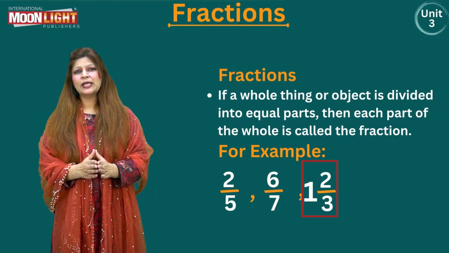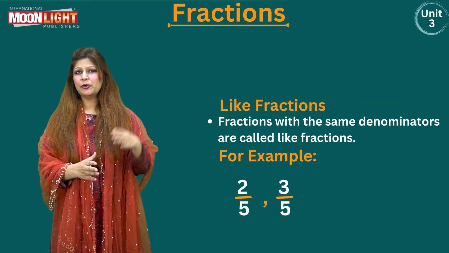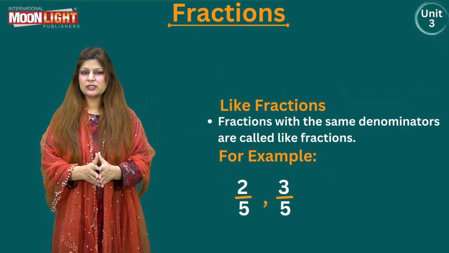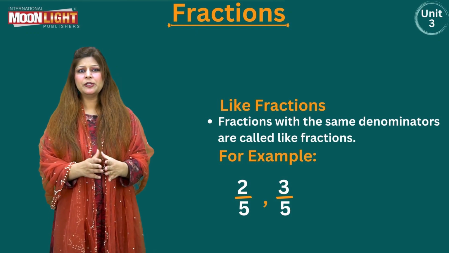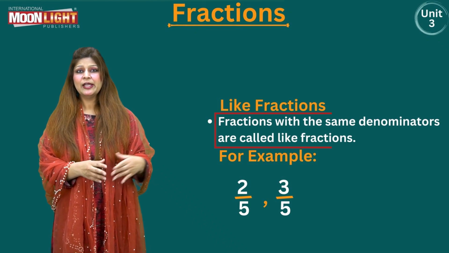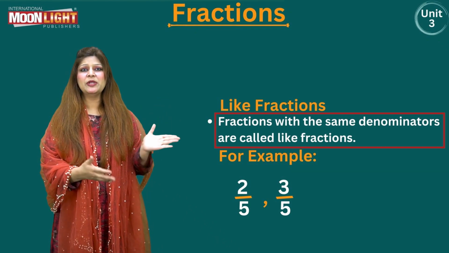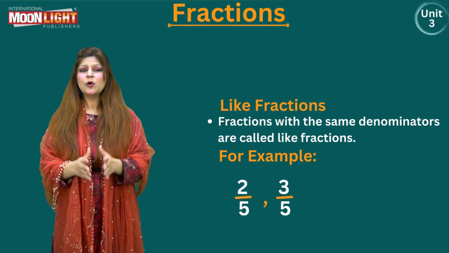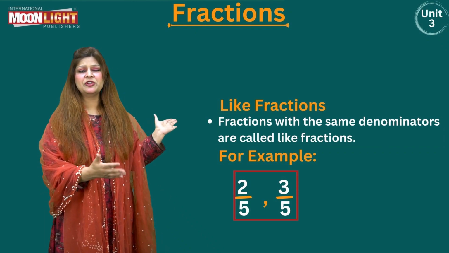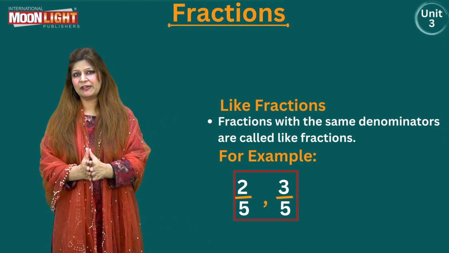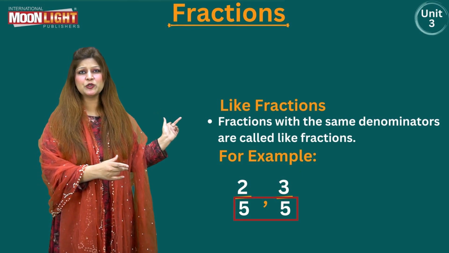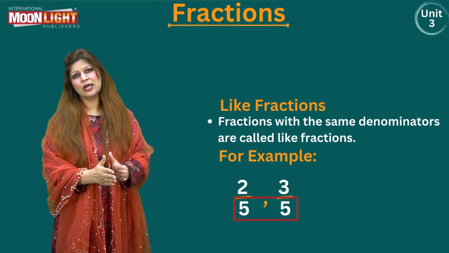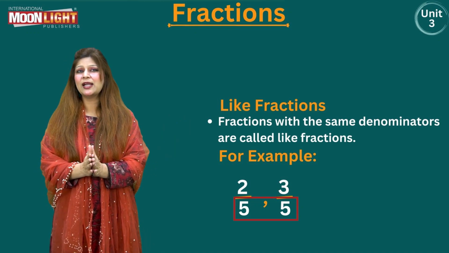As you already know, the like fractions, you have already studied these fractions. They have the same denominator. So I'm going to recall these fractions for you as well. Fractions with the same denominators are called like fractions. For example, 2 by 5, 3 by 5 are examples of like fractions because you can check the denominators over here. 5 and 5 both are same. So these two fractions are like fractions.